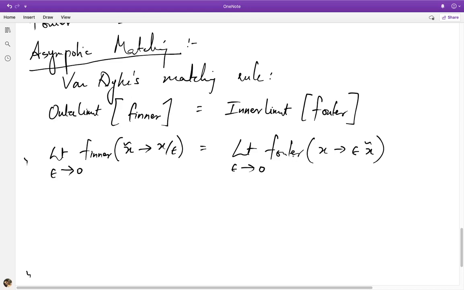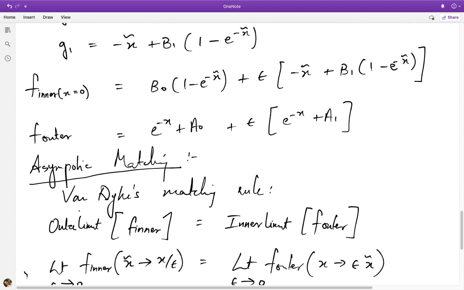On the other hand, in the outer limit, when we want to come near the wall, it's x that takes vanishingly small values because we're trying to approach x equal to 0. So instead of doing that, we replace x by epsilon x tilde. x tilde must have order 1 values here because we're approaching the wall, and epsilon can be taken to 0 to take our limit. So let's do that in our solution now.